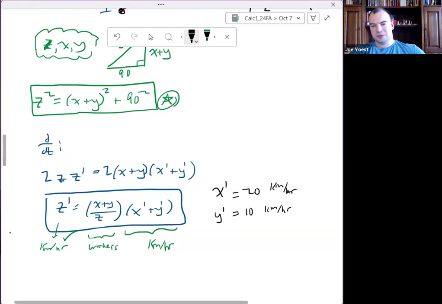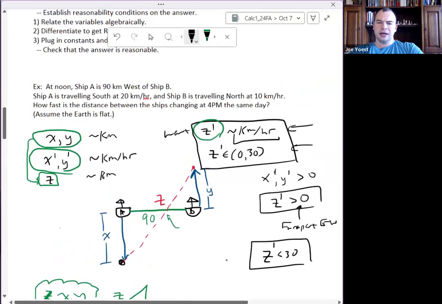I need to know x and y as well. These should be in kilometers. I'm not given x and y directly, but I am asked at 4 p.m. the same day when we started at noon, so 4 hours later, that's when I'm asked the information about z.